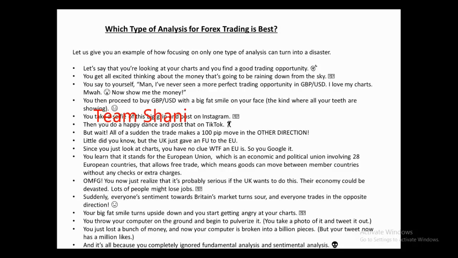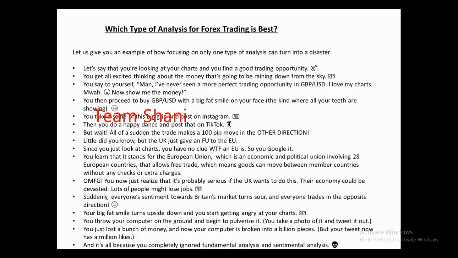And everybody asks this question: which type of analysis is the best, right? So let's look at this. Focusing on only one type of analysis can turn into a disaster, right? So it's like, as I said just now, you cannot just say the sentiment in the market is buying, so let's get into that queue, which might also lead into a disaster.